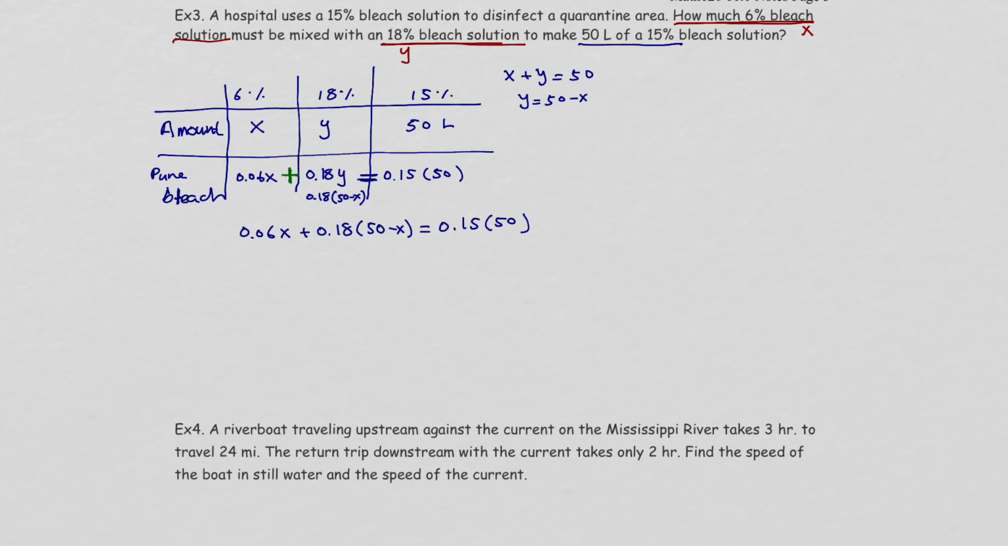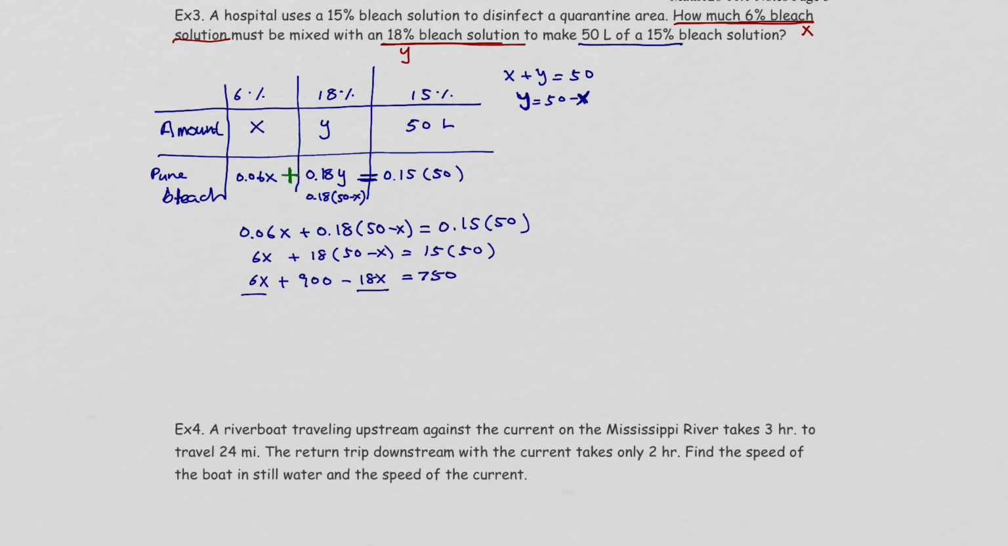Here I created one equation with one variable, so I should be able to solve for x and then replace it here to find your y variable. So let's find x first, and I see all this decimal, so let's multiply by 100 to get rid of the decimals. It will give me 6x plus 18 times 50 minus x equals 15 times 50. Let's open the parentheses. So 18 times 50, you get 900 minus 18x equals 15 times 50, which will be 750.